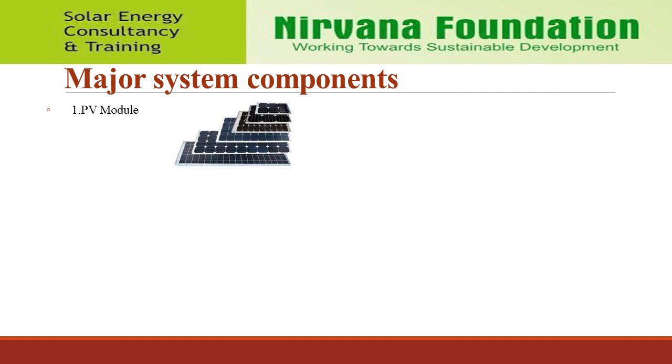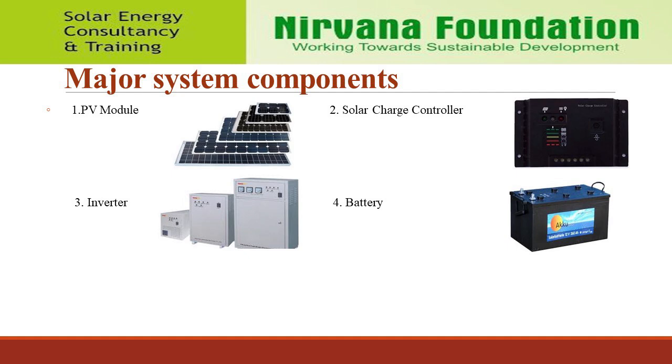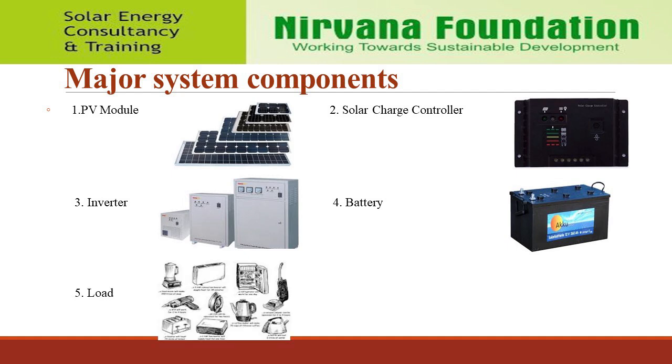PV module converts sunlight into electricity. Solar charge controller. It regulates the voltage and current levels and then supplies it to the inverter. Inverter converts the DC power output produced by the PV panel into AC power. Battery. Solar batteries are designed for efficient storing of energy and providing power optimally whenever required. Load. Generated electricity is consumed by the loads. Loads are all home electrical appliances.